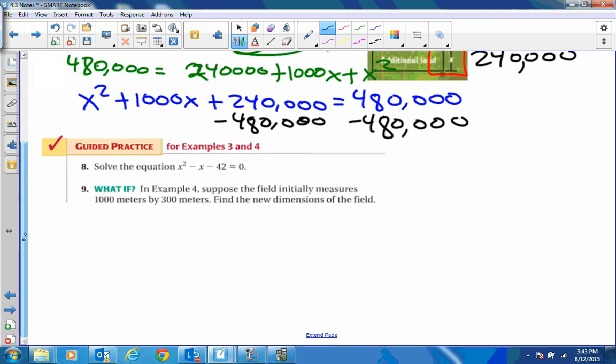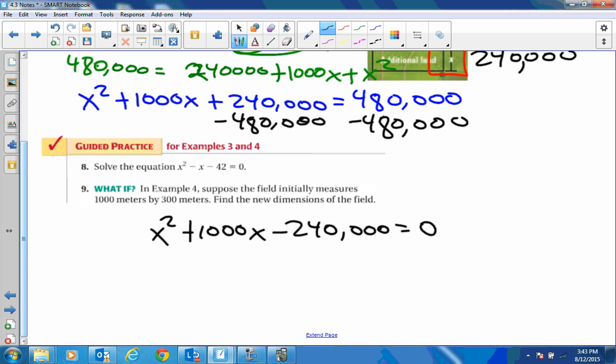And we get x squared plus 1000x minus 240,000 equals 0. Now what we need to do is find out what factors of negative 240,000 add up to 1,000. This is a little bit more difficult than some of the ones we have been dealing with.